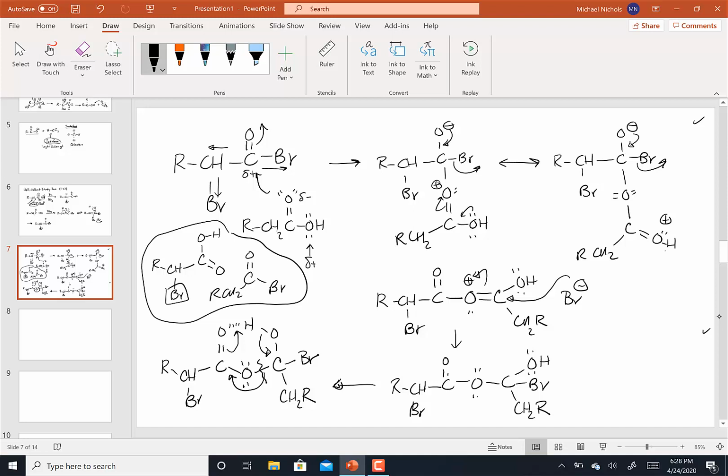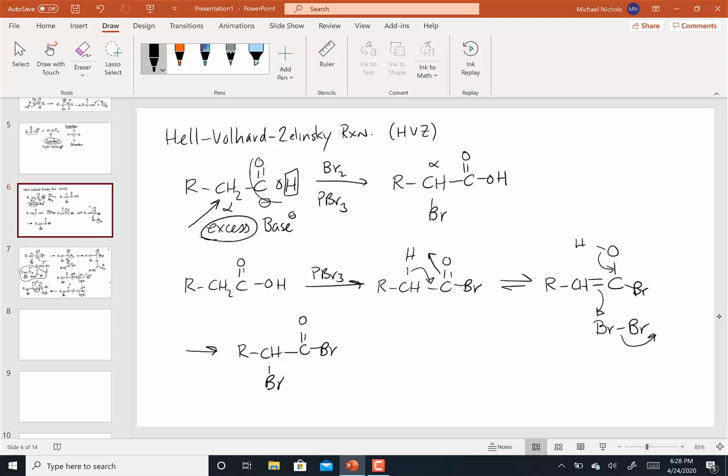So this is a very complicated mechanism for Hell-Volhard-Zelinsky, but again, the most important part here is that Hell-Volhard-Zelinsky gives me a method to alpha brominate a carboxylic acid, which cannot be done like an enolate. It will not react that way with an enolate molecule.